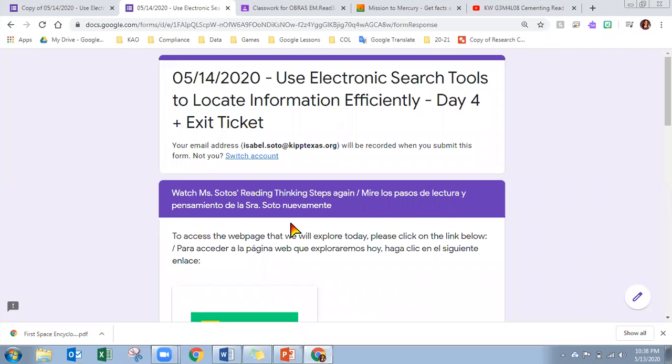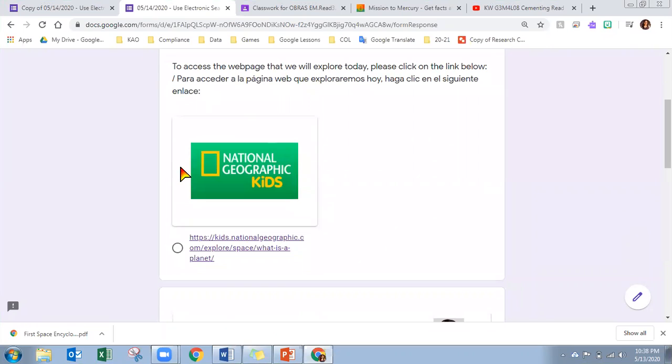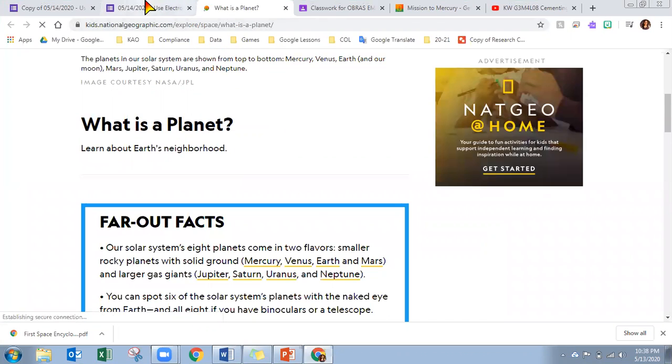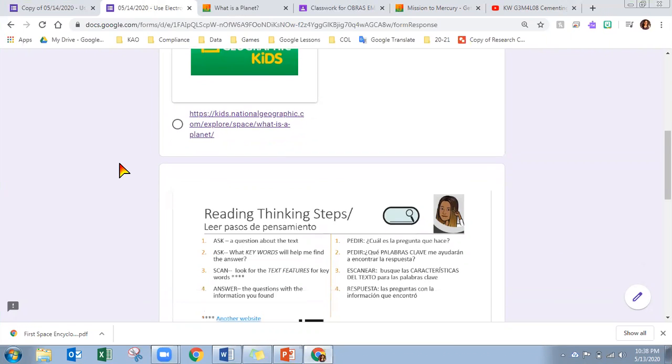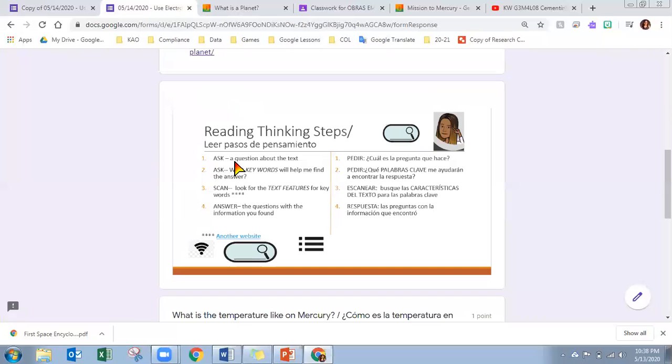You guys are gonna watch Miss Soto go through the reading steps to answer the questions. Our first step, we are going to be using the planet website from National Geographic. So I'm gonna go ahead and click that. This is our What is a Planet webpage. So that is what we're gonna be searching for and using to start with.